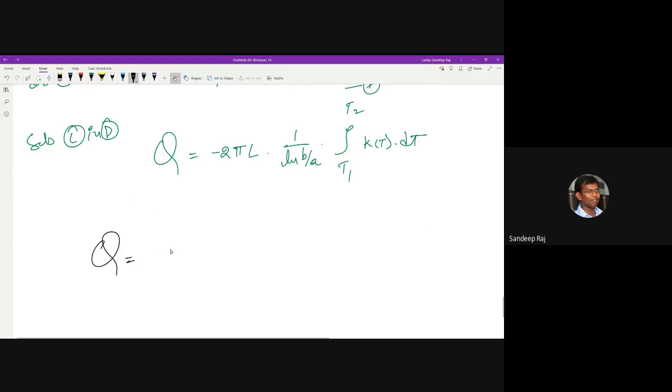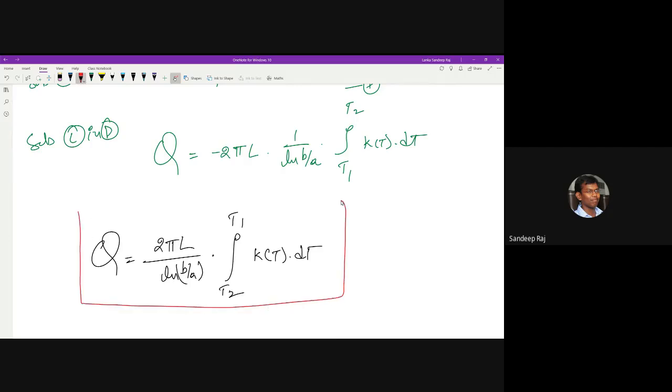In case of a cylinder, Q is equal to 2 pi L by ln b by a into the integral. See, I have taken minus inside, so this will be T2 to T1 and k of T into dT. And this will turn out to be your expression for cylinder when there is a variable thermal conductivity. Okay, so that's all for today.